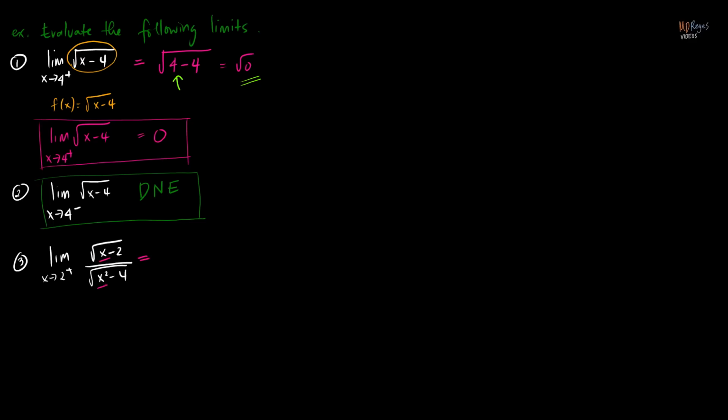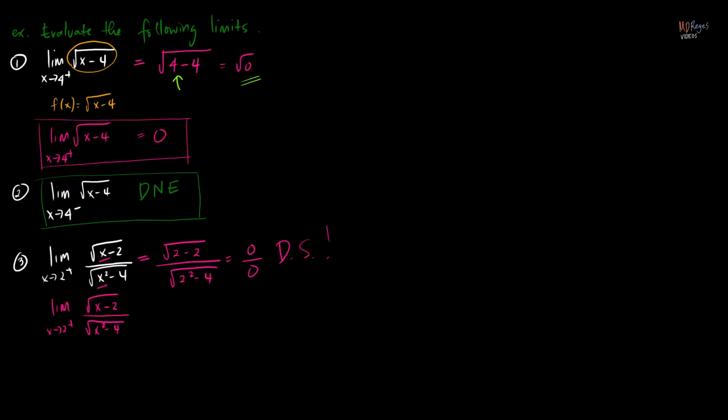So to evaluate the limit, we can just substitute. And we get square root of 2 minus 2 over square root of 2 squared minus 4, and that's the square root of 0 over 0. So what do we have? If we get the indeterminate form, then we have to do something with the function. Now what can we do with the function? The limit of square root of x minus 2 over square root of x squared minus 4 as x approaches 2 from the right.